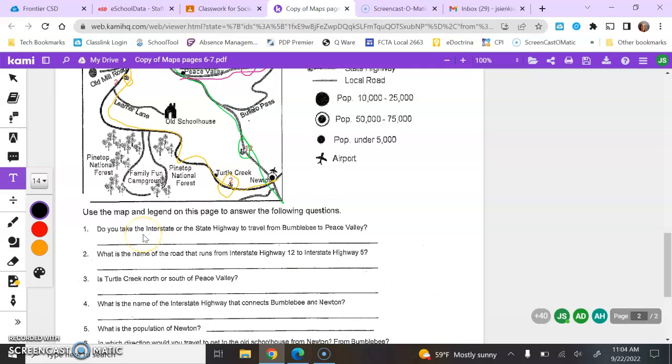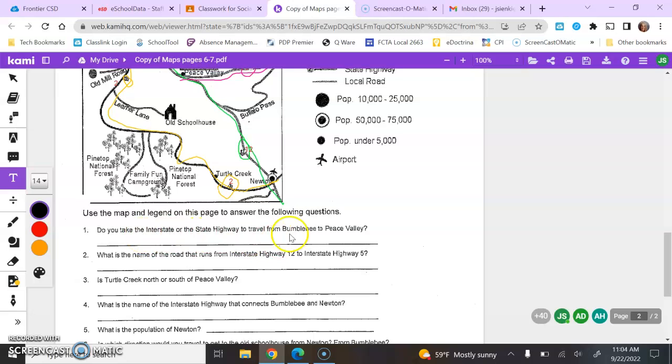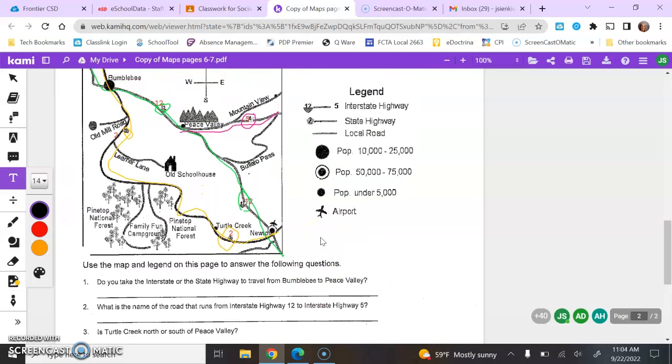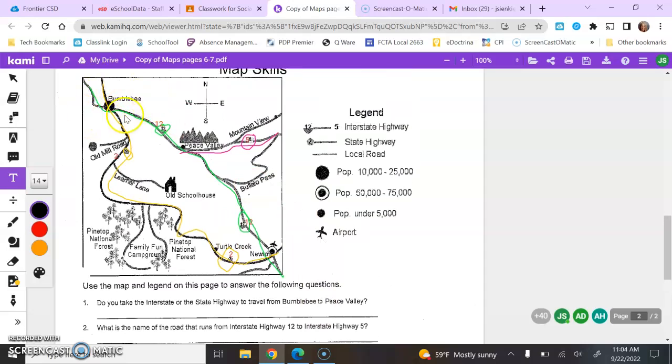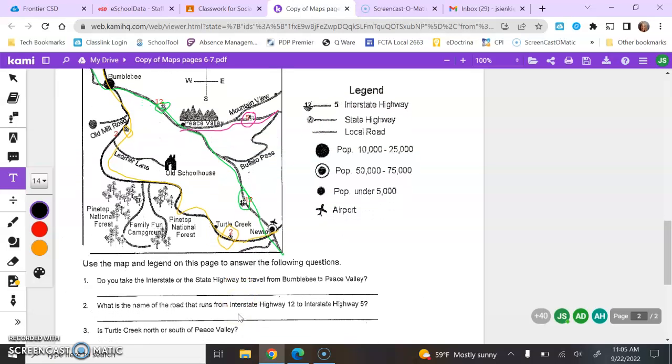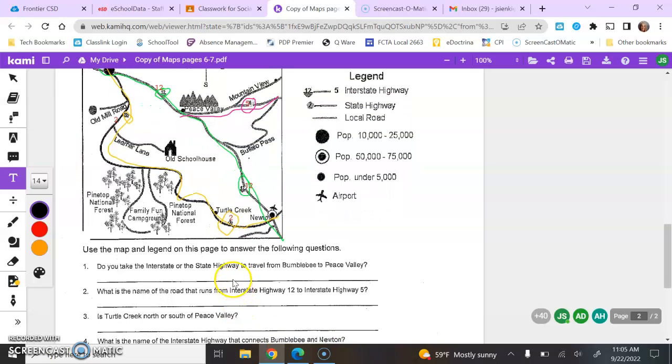Number 1, do you take interstate or the state highway to travel from Bumblebee to Peace Valley? So you need to find Bumblebee and then Peace Valley. So I'm looking for Peace Valley right here. What road are you going to take? Are you taking the interstate or the state highway? You're going to write that on the line in a complete sentence. You would say, I will travel on blank from Bumblebee to Peace Valley. Or to get from Bumblebee to Peace Valley, I travel on.